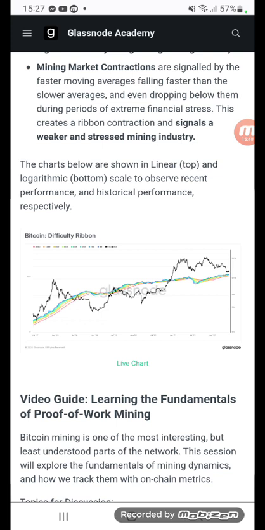The chart below shows linear on top and logarithmic on the bottom scale to observe recent performance and historical performance respectively.